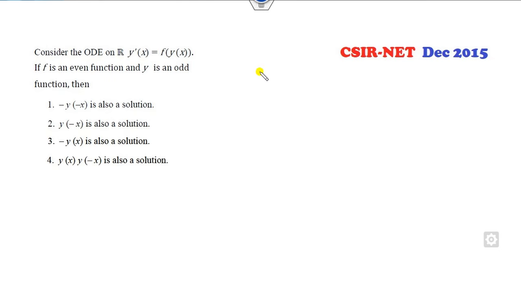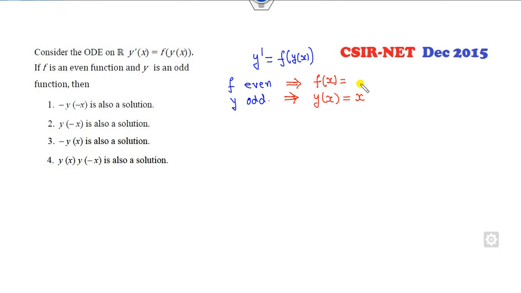Consider the ordinary differential equation y dash is f of y of x, where f is an even function and y is an odd function. Think about any odd function. The smallest one is x. Think about any even function. What is the even function? x square. Fine. But can you think about any easier one? It's an even function, fine, because f of x is f of minus x.